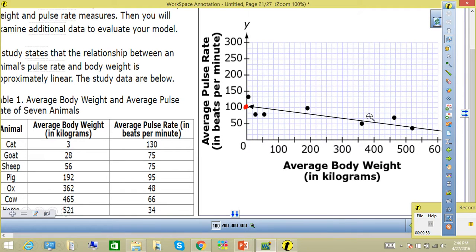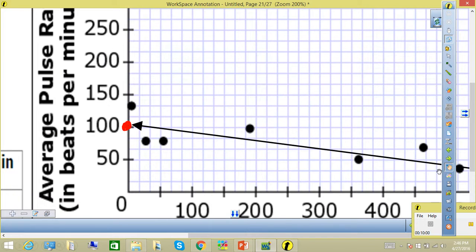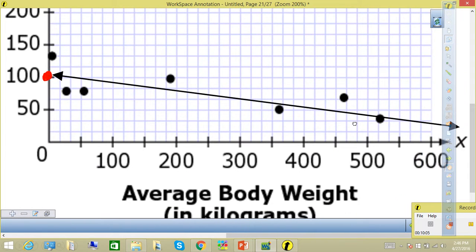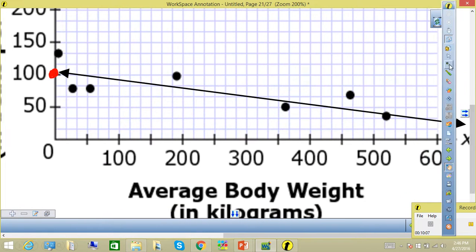Let me zoom in for those of you that can't see from back there. I'm going to pick this point, and I'm going to pick this point. Everybody see those? So watch. From here to here, it's 100. From here to here is 50. So each one of these has to be at least 15. 16 or 15, right? I'm going to leave it at 15 for right now.